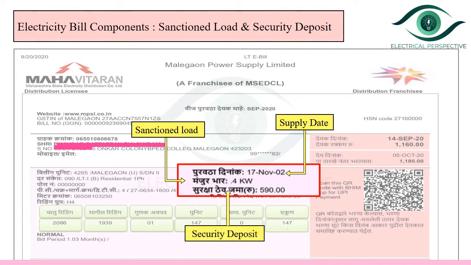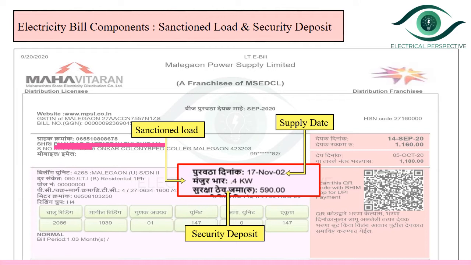Then the next one is the Suraksha Thev Jama, which means the security deposit. Now the question is, why does the distribution company take a security deposit? What exactly is this security deposit? Now we know that we consumers first use the electricity and then pay for it later. That is, we pay after receiving the bill.